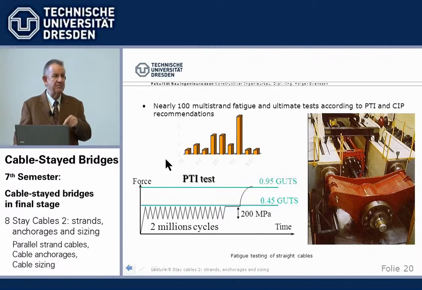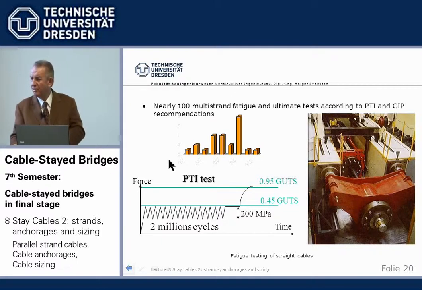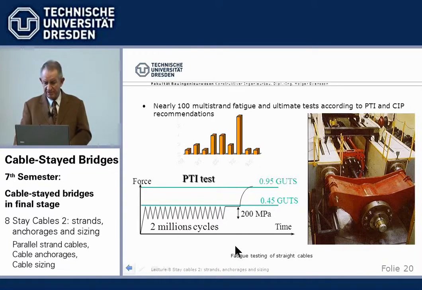And so it so happened I was a member of the code committee, and we made the first codes for parallel strand and parallel wire cables, and these have been taken over by all the FIB and other codes. Now, basically, fatigue tests function this way. We have a big testing machine with hydraulic jacks pulling the cable, and we use 2 million cycles, which is the Wöhler strength. There's also 2 times 10 to the power of 6.